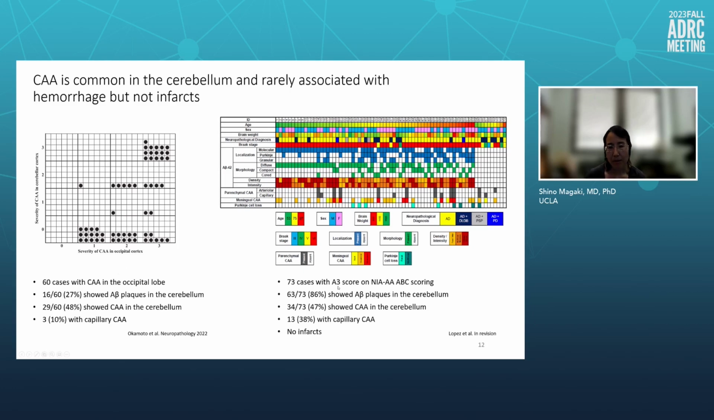In our cohort, we had a small series of cases with a high A score on the ABC scoring, that also had a similar percentage of cases with CAA, but we had a much higher proportion of cases with capillary CAA, maybe due to the fact that we had a higher proportion with A beta plaques, because they have previously been shown to be strongly correlated. Interestingly, we didn't see any infarcts.